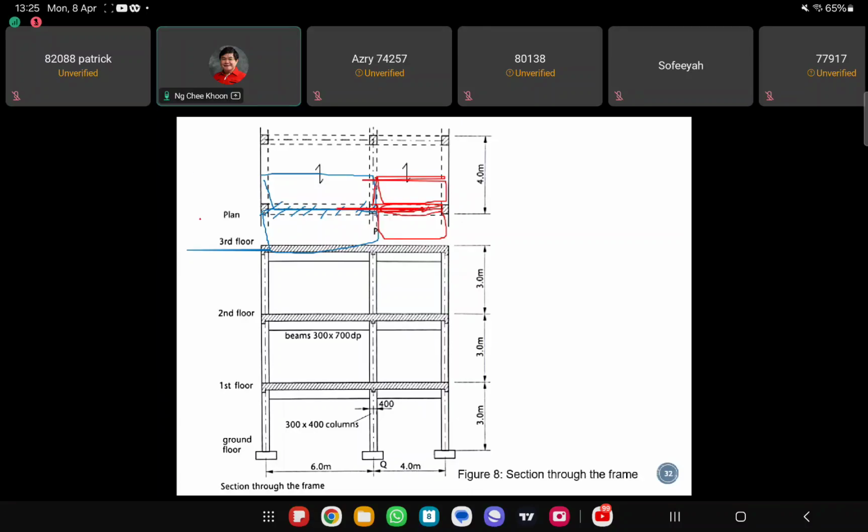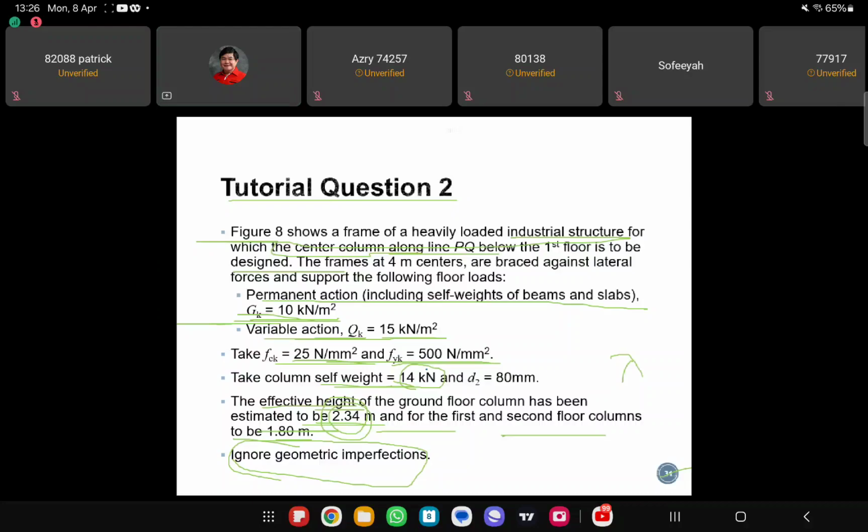Right? Okay, so now we want to calculate what is the load that is transferred to the blue beam there. Okay, this blue beam, right? So that will be this total load on this area here, right? Okay, so this is 6 meter. So you just use the area load here. So GK is 10 kilonewton per square meter.